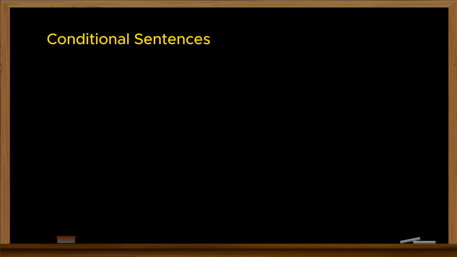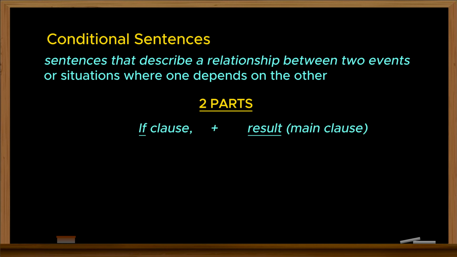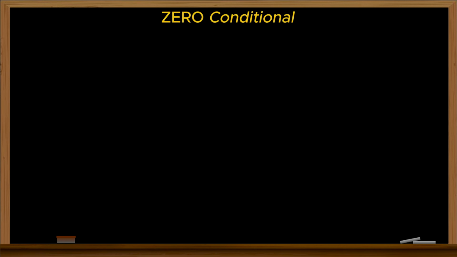First and foremost, conditional sentences are sentences that describe a relationship between two events or situations where one depends on the other. They are made up of two parts: the condition that we're going to be referring to as the if clause and the result, the main clause. Let's start with the zero conditional, the easiest one.